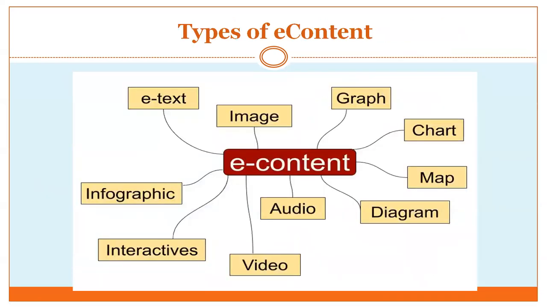Now, while we talk about e-content, time and again it is very important to understand what e-content is. Any content in electronic form is e-content. So it can be e-text, image, graph, chart, map, diagram, audio, video, interactives, infographics, anything just in electronic form. So these are some of the examples. This is a mind map. And these are some of the examples of e-content that you can create, or you are expected to create, for integration of ICT and for creation of e-content.